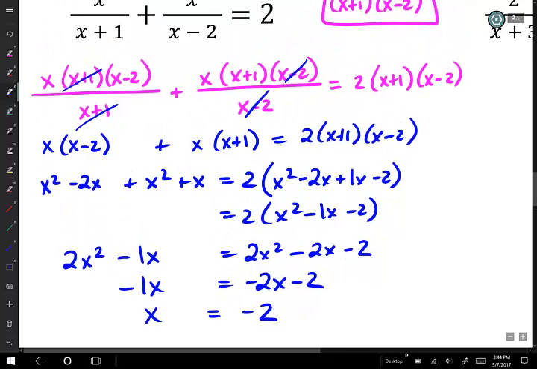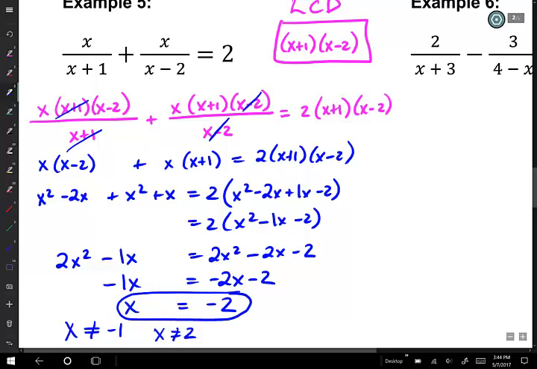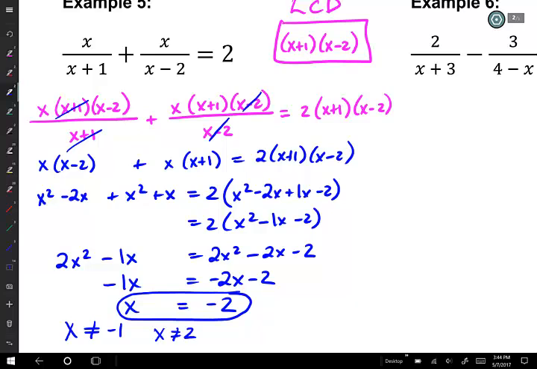Now let's go back to our original problem. We have a denominator of x plus 1. That means x cannot be equal to negative 1. We have another denominator of x minus 2. That means x cannot be equal to positive 2. So our value of negative 2 is perfectly fine as a solution. Be careful on these kind of problems with your detail. 1 plus or minus obviously can be crucial as you work it out.